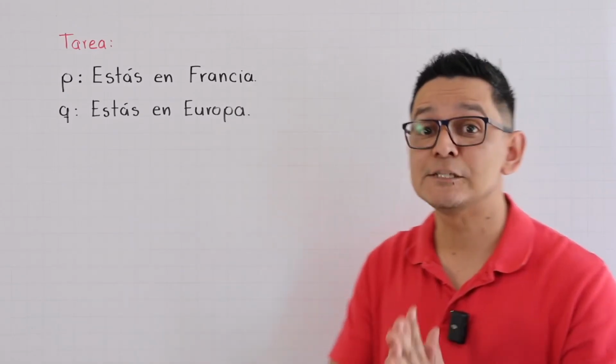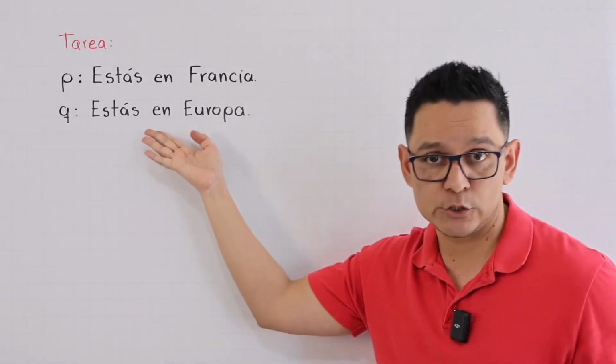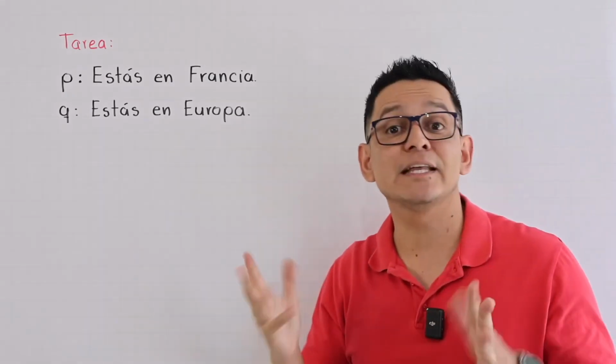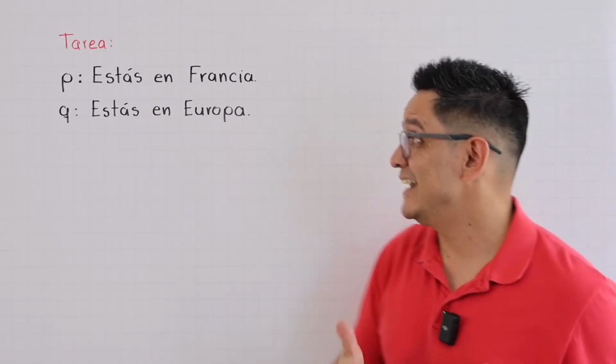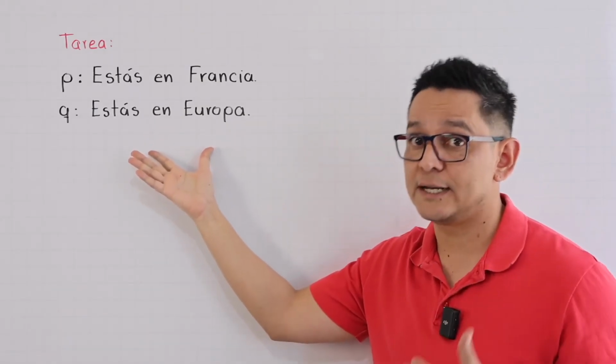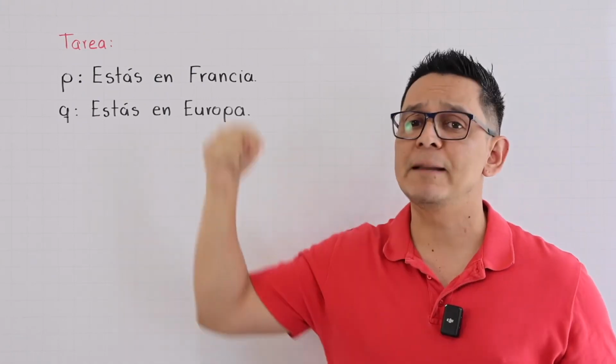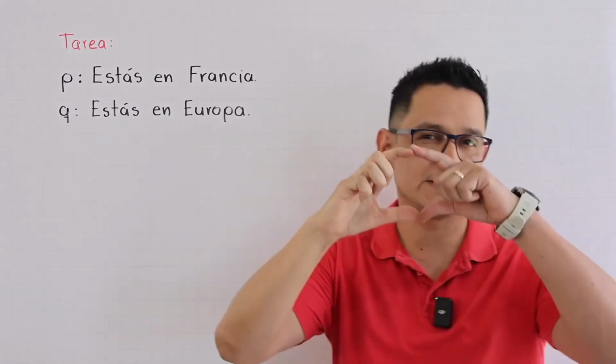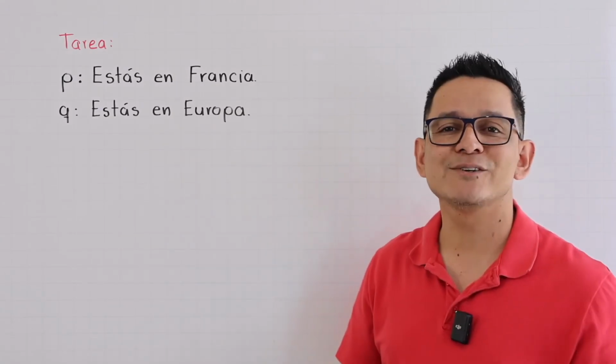Before you leave, I'm going to ask you to solve this exercise as homework. You have to do exactly what I did. You have to analyze its implication, its converse, its inverse, and its contrapositive. When you have the answer, put it down here in the comments. I'm going to give a nice big heart to the people who get it right.